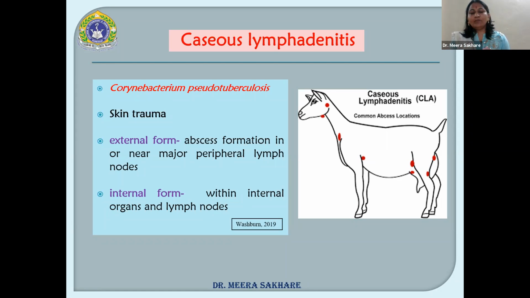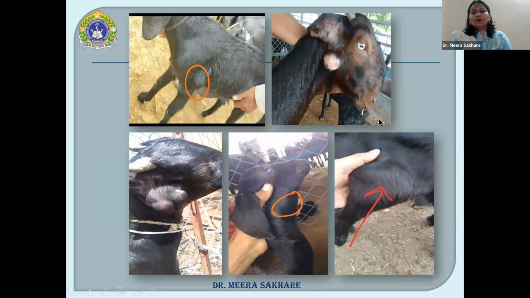And in the external form, there is formation of abscesses in the peripheral lymph nodes. Here we can see these sheep are all suffering with caseous lymphadenitis. We can see the parotid, prescapular and prefemoral lymph nodes are very swollen. Once the lymph node has matured, there is draining of these lesions. From that lesion we can see whitish cheesy material, which is excreted into the environment of the animal, and that discharge acts as a source of transmission to other animals.